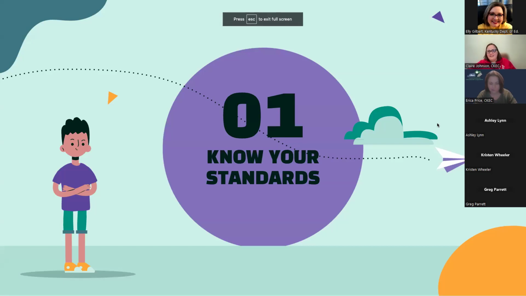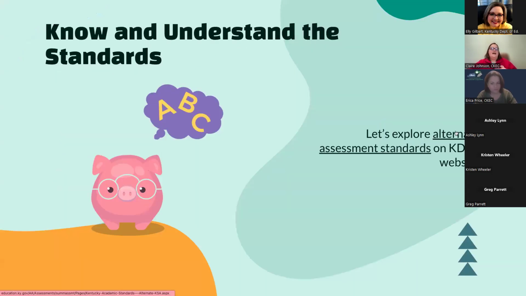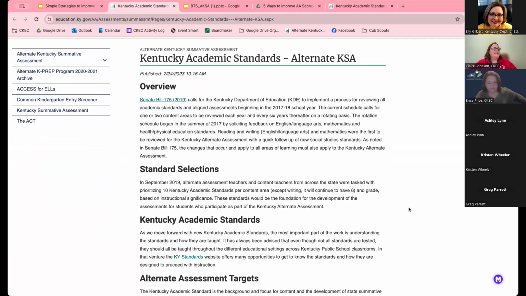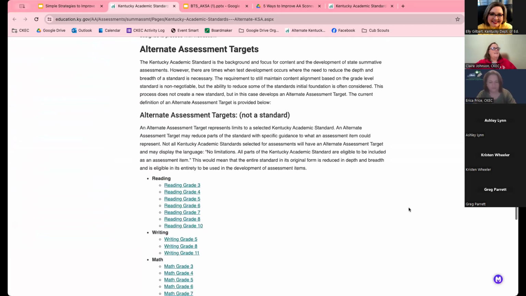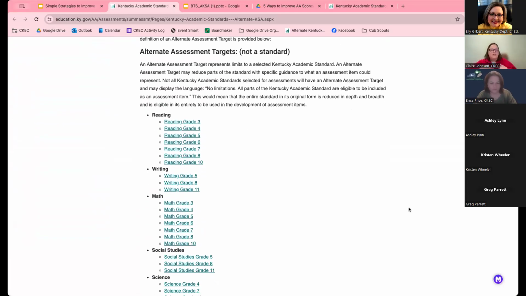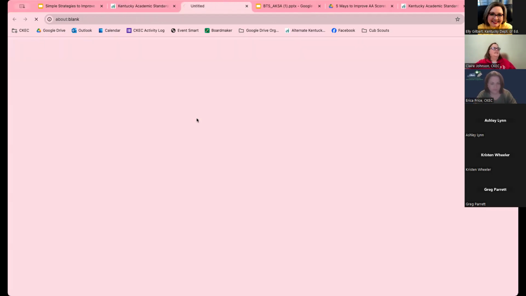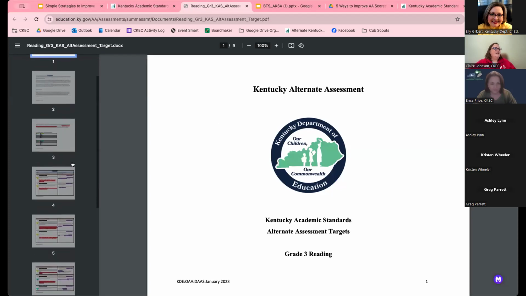So the first thing I think is really important for our teachers is to know their standards. And that might sound like, well, of course, but for a teacher who's brand new to this and who has maybe never even taught before at all, this can be huge. So we will click here. KDE has linked the targets that are the focus targets for alternate assessment on their site. The teachers can go there, click and see them.